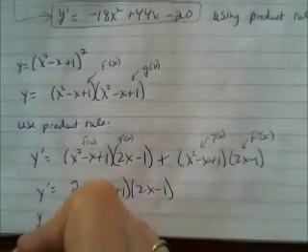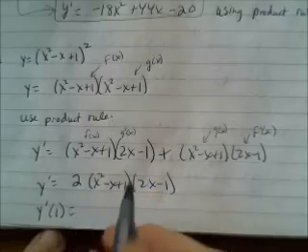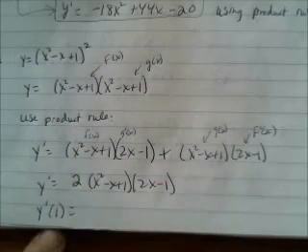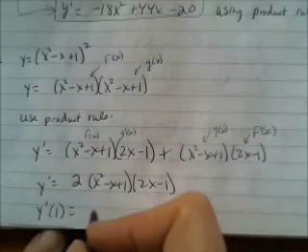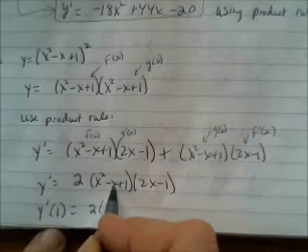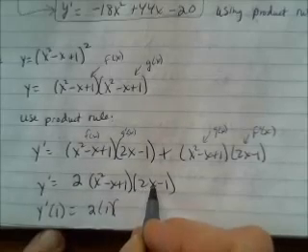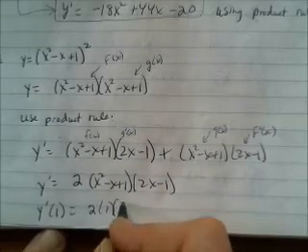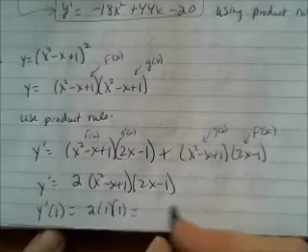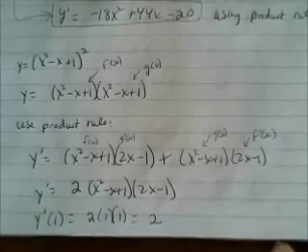For example, let's say we want to find y prime of 1. We want to find the slope of this function when x equals 1. Well, it would just be 2 times 1 minus 1, which is 0, plus 1, which is 1, times 2 times 1 is 2, minus 1 is 1. So the slope when x equals 1 is just equal to 2. And it's not any easier if you multiply those out. So there's the product rule.